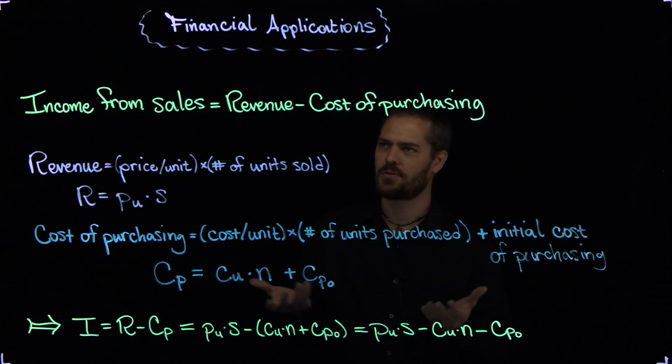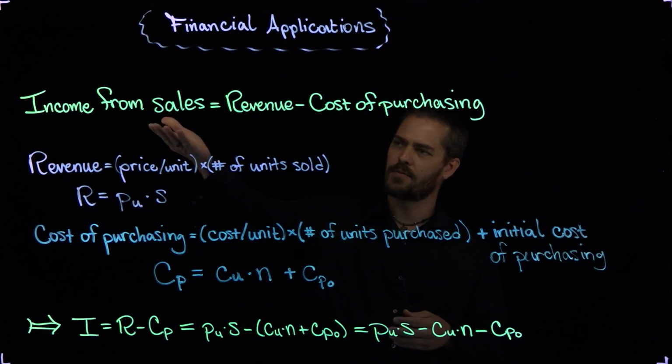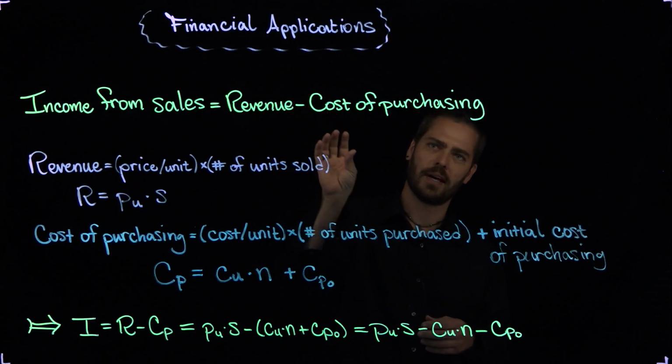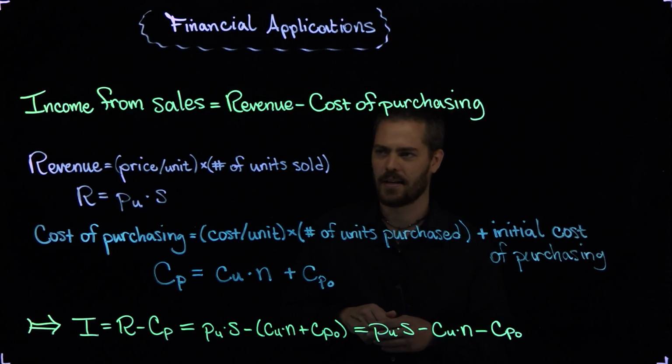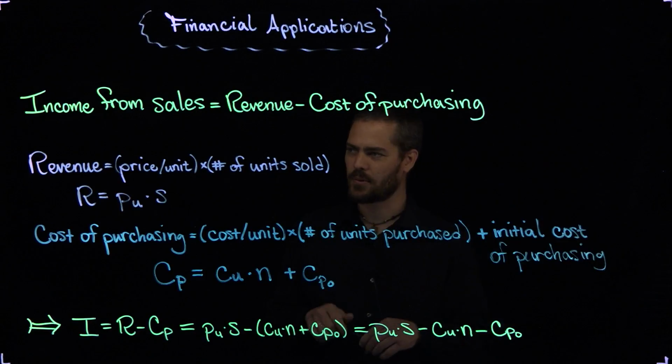And I just wanted to introduce what we would consider a basic concept of income from sales. And I'm going to define that as revenue minus the cost of purchasing. You might be able to get a little crazier with this stuff, but let's try to keep it simple here.